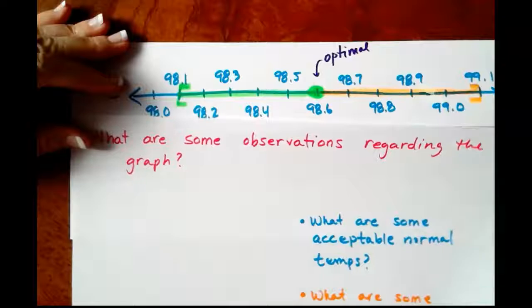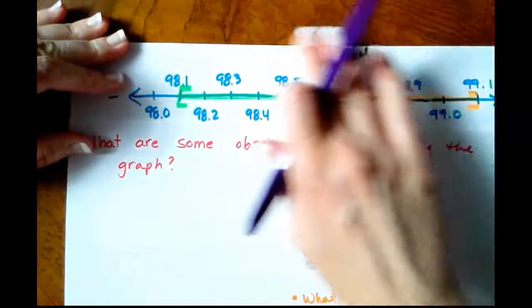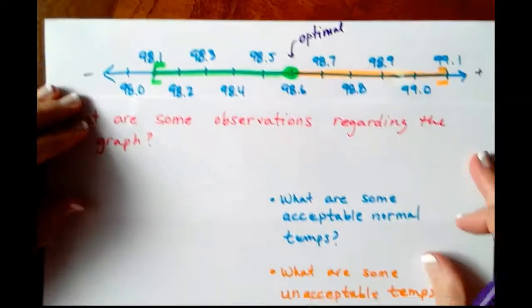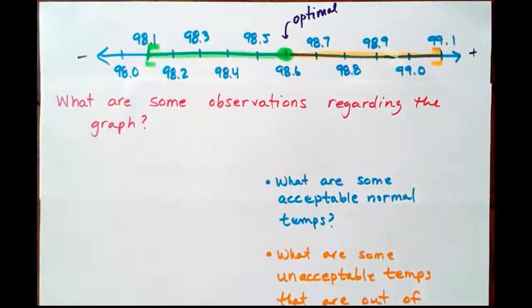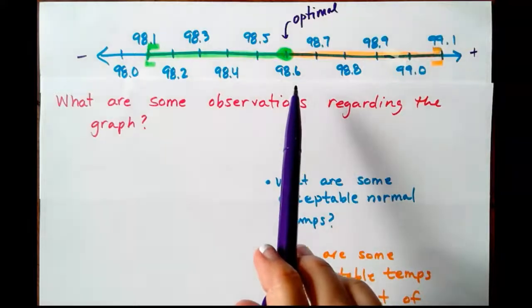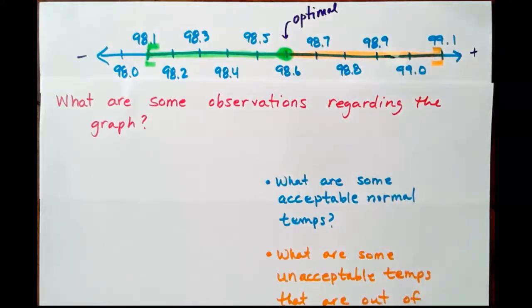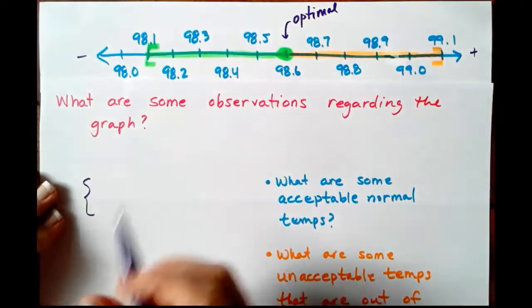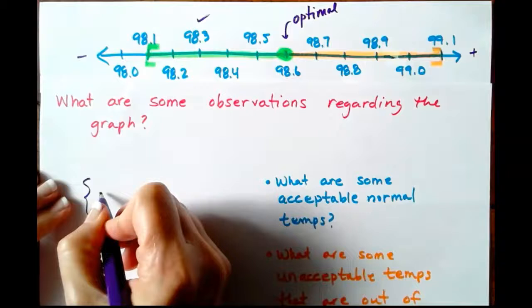So, here's our number line up at the top. So what are some observations regarding this graph? Well, first of all, let's answer this question. What are some acceptable normal temperatures? So if the optimal temperature is 98.6, but yet we can deviate 0.5 in either direction, we can list some acceptable temps here. We could be 98.3.